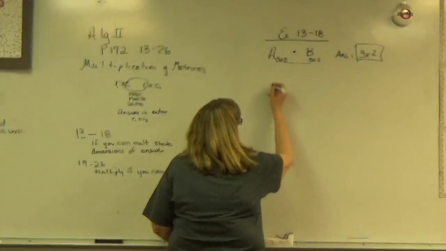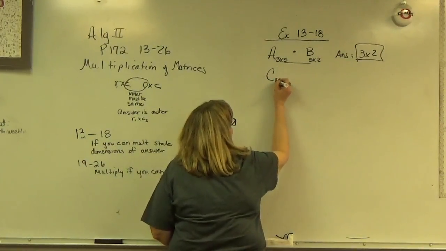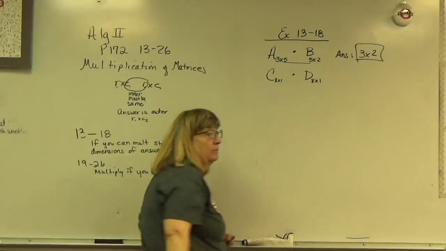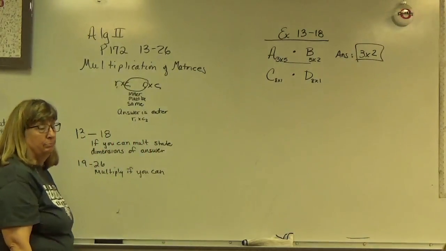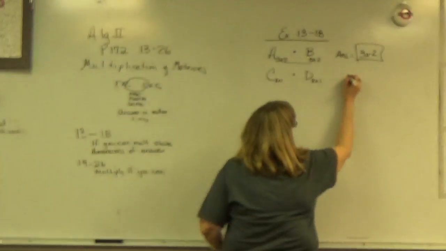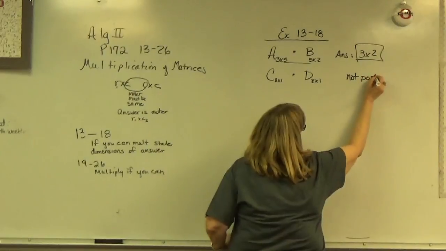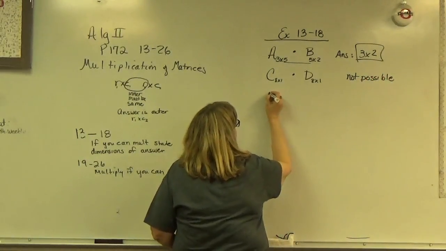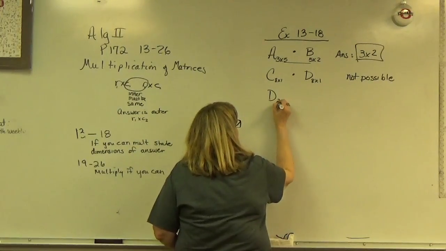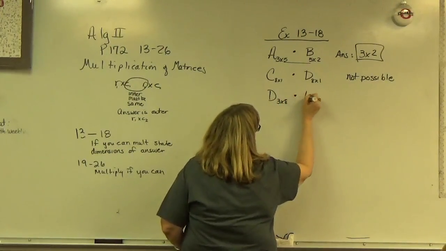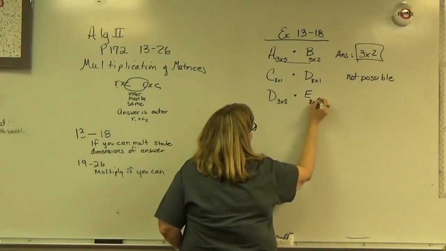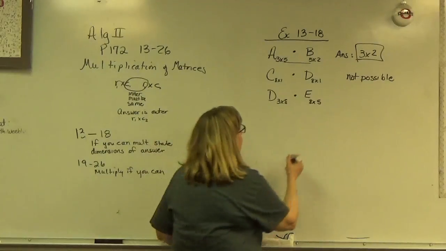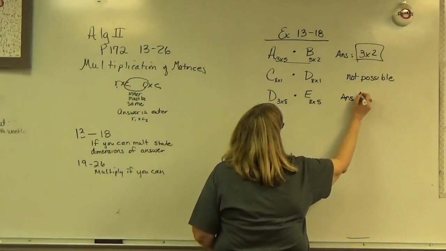What if I have matrix C, which is an 8 by 1, and I want to multiply it times matrix D, which is also an 8 by 1? Can I multiply them? No. So you'd say, not possible. What if I have matrix D is a 3 by 8, and matrix E is an 8 by 5? Can I multiply? Yes. And what will we have, Robert? The answer would be a 3 by 5.